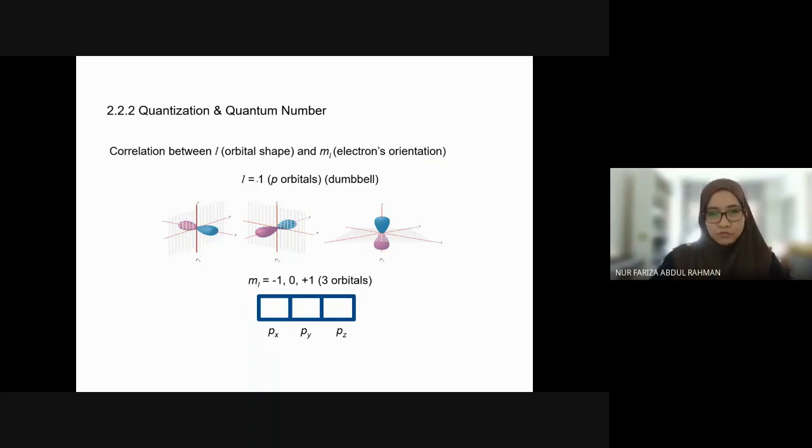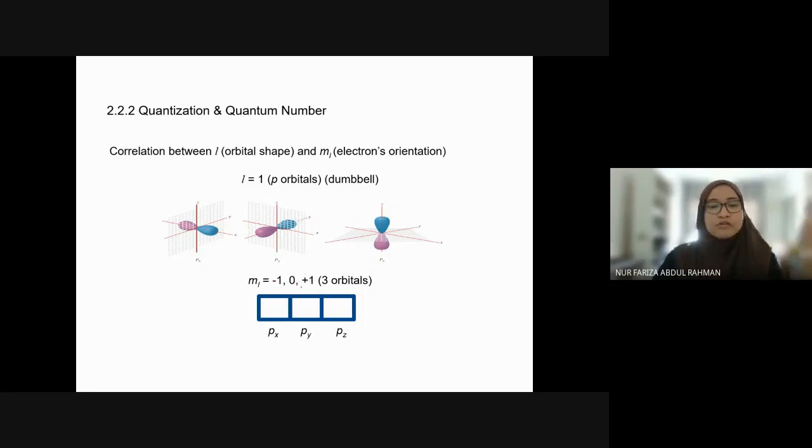So L is equal to 1 is p orbitals. So the shape can be known as dumbbell-like shape. Dia macam dumbbell kan, ataupun lobe tadi, cuping tadi. So if L is equal to 1, that means the ML should be -1, 0, plus 1. So this represents the orientation kan.